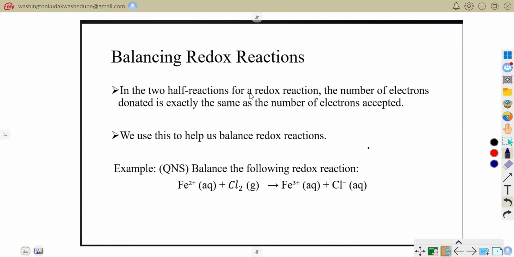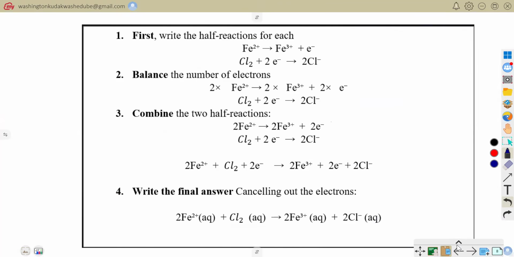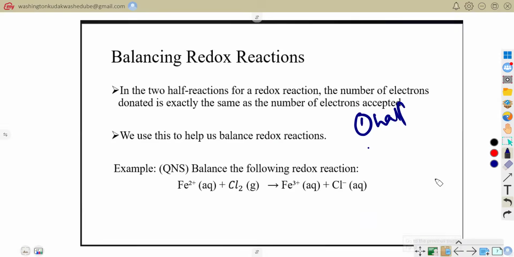So for example, we are given a question here. It is saying balance the following redox reaction. How do we balance this reaction? There are some steps that we simply need to follow. For the first step, we need to write down the half reactions.